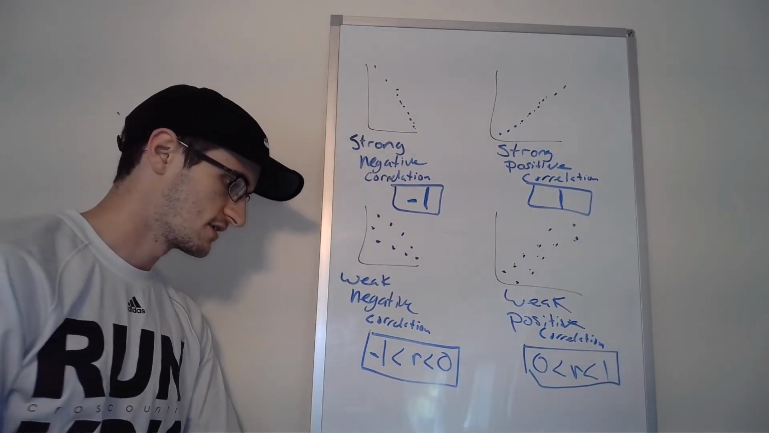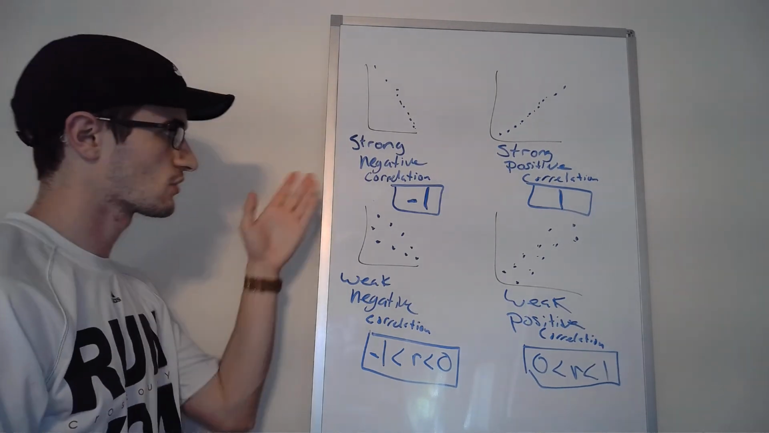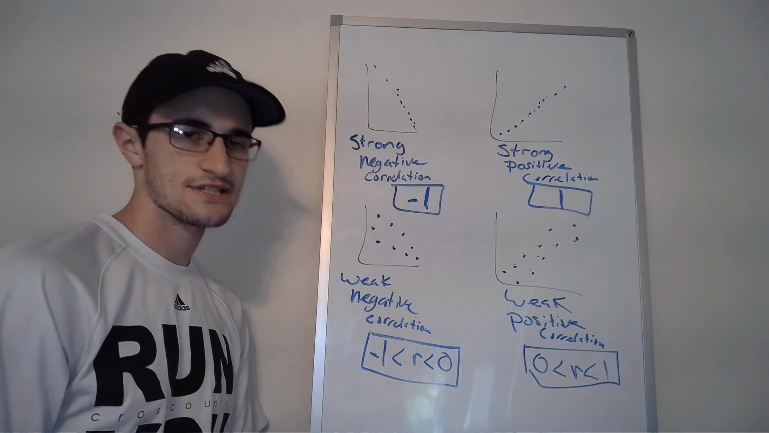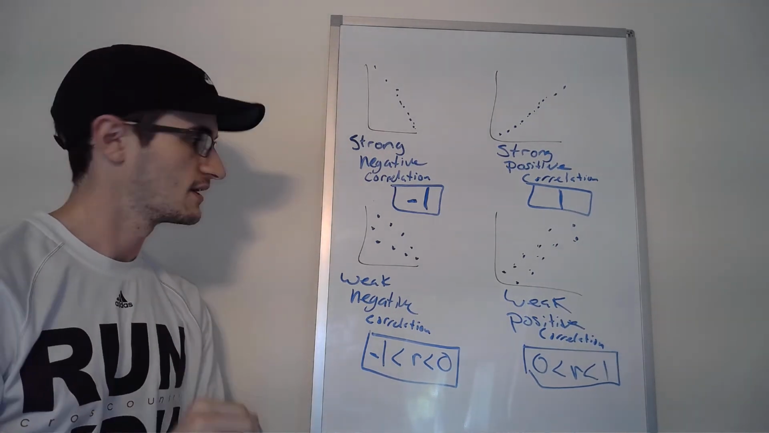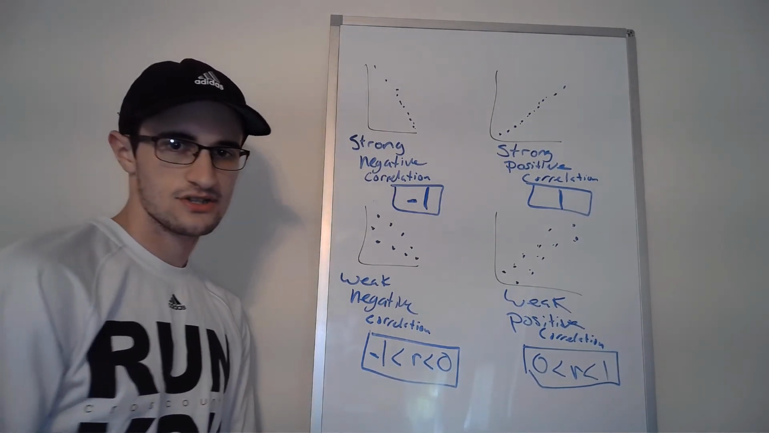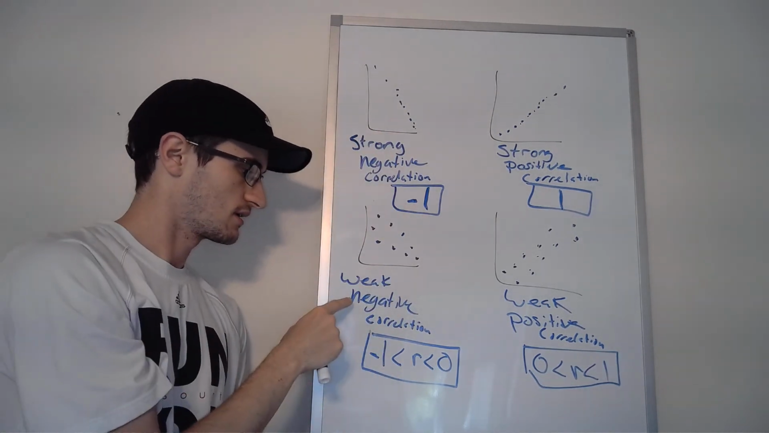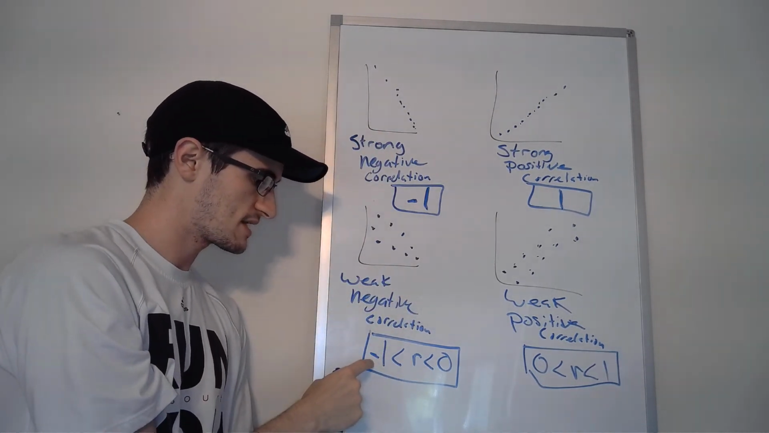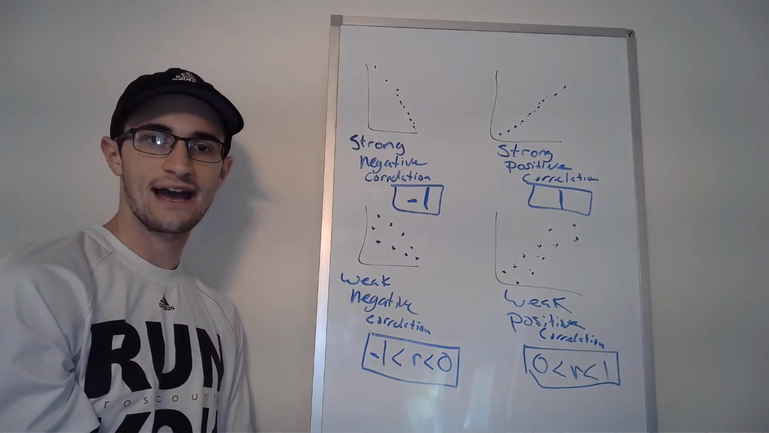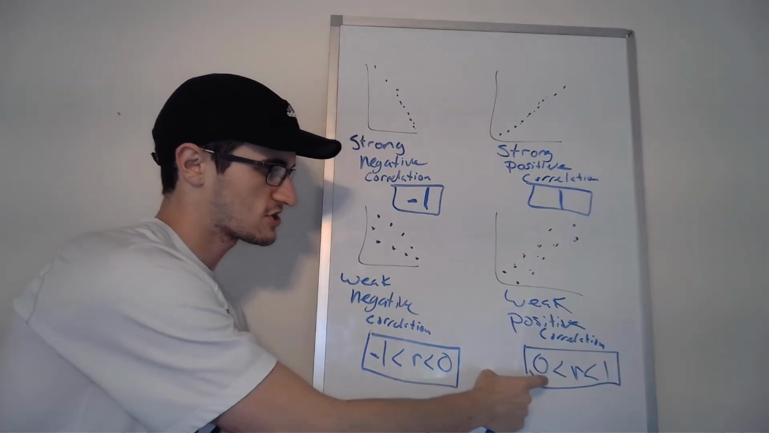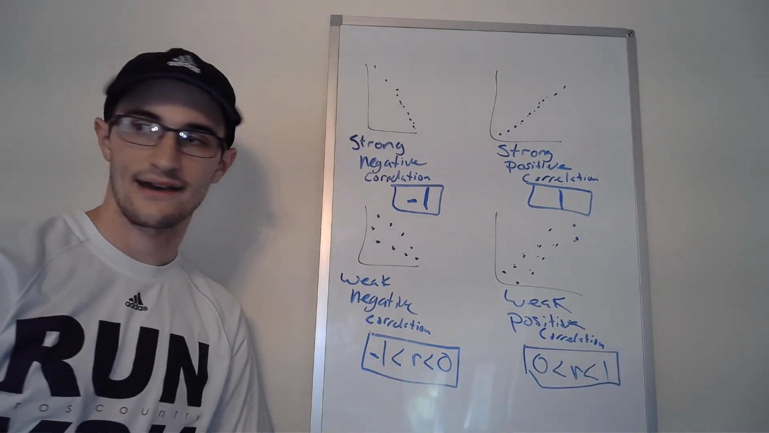Fill-in-the-blank notes here. So if you have a strong negative correlation, you're really close to negative 1. Strong positive correlation is really close to 1. Weak negative correlation, so again, the line is not as condensed like this one. It's between negative 1 and 0, so maybe negative 0.5, something like that. Weak positive correlation is between 0 and 1, so maybe a half.